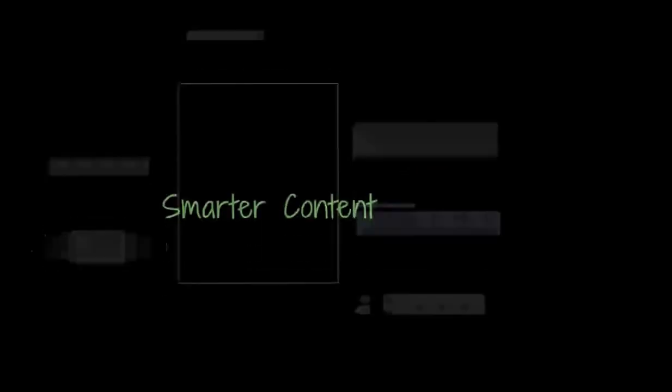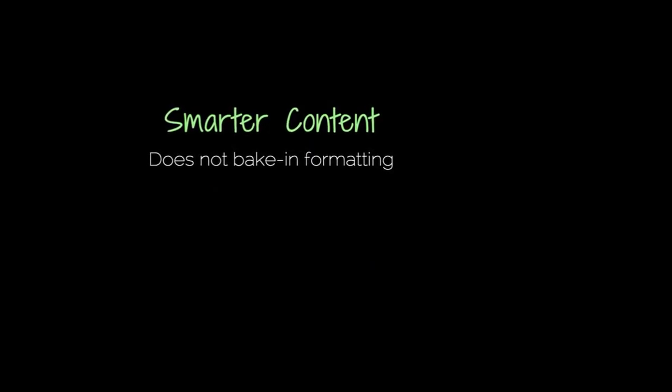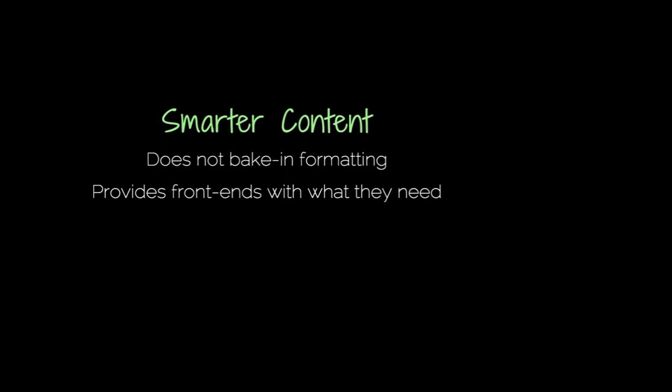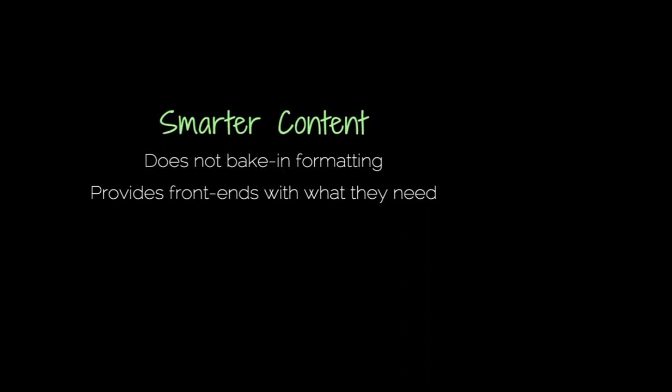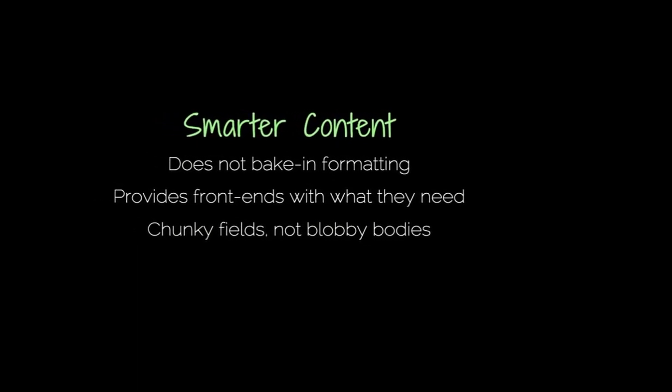So let's take that piece of content and let's bust all the fields out of it. Let's take all of the stuff that was in that piece of content and turn it into separate things. And that's how we're going to make smarter content. It doesn't bake in the formatting. Instead, it provides front ends with what they need when they need it. It doesn't just shove it all down their throats. And instead of having a huge body field, we have chunky fields that we can actually use that are much smaller and easier to manage. We've structured the content. So how do we dispose of that body field?